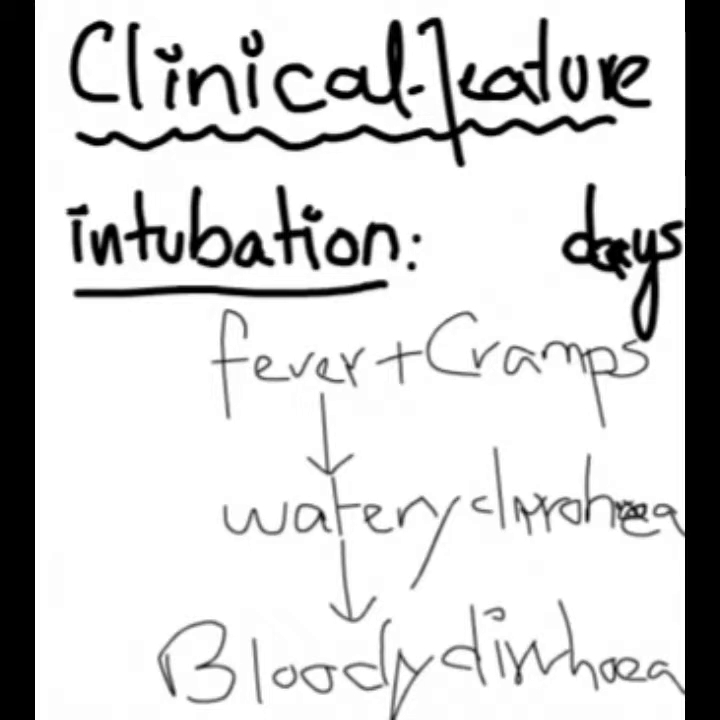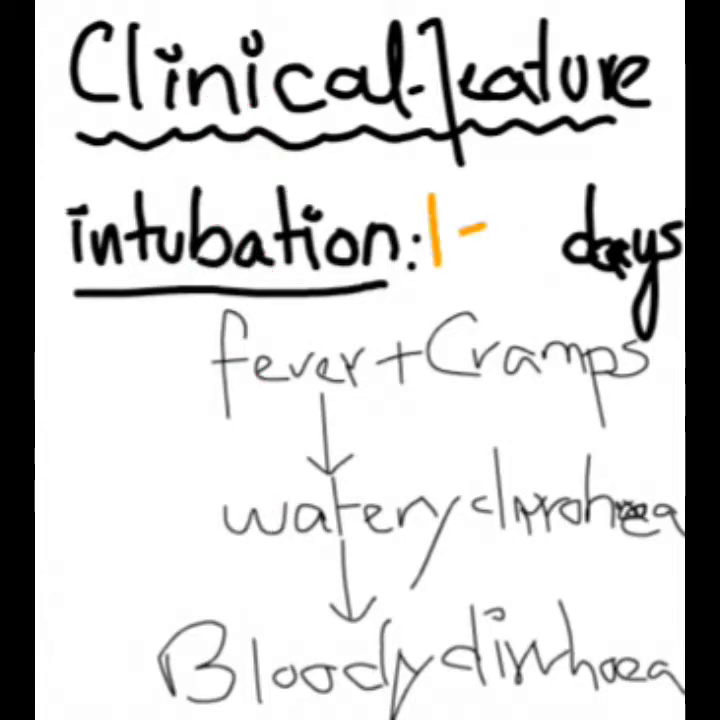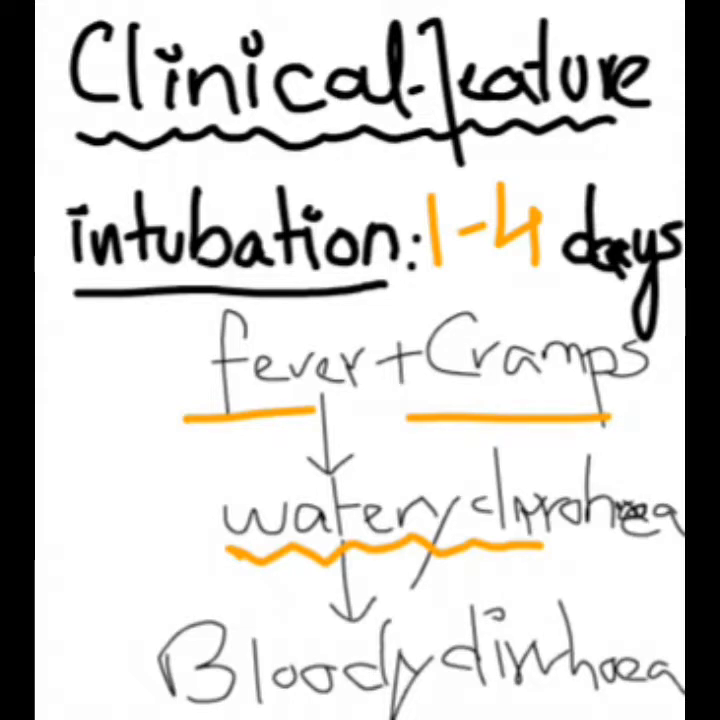Now, the incubation period of this organism within the human body is 1 to 4 days. We know whenever it causes intestinal irritation, there will be inflammation, which will be associated with fever and abdominal cramps. Then inflammation results in leakage of fluid from the intestine, resulting in watery diarrhea, and finally, because of ulceration, there will be bloody diarrhea. Now, these symptoms resolve within 2 to 3 days. This will completely resolve, and antibiotics can shorten the course of this disease.